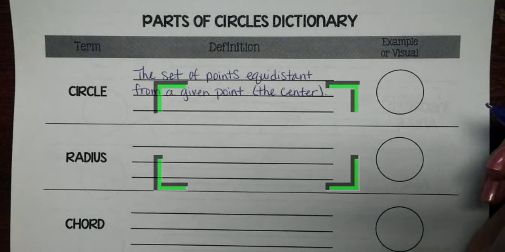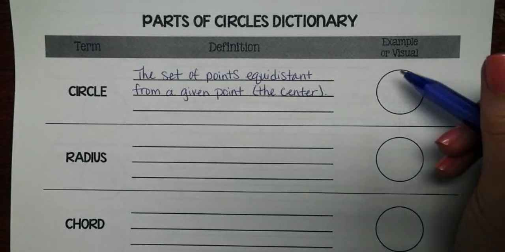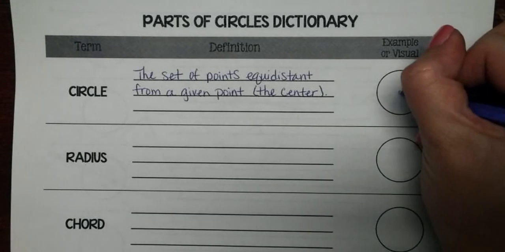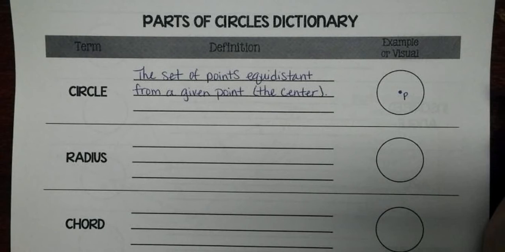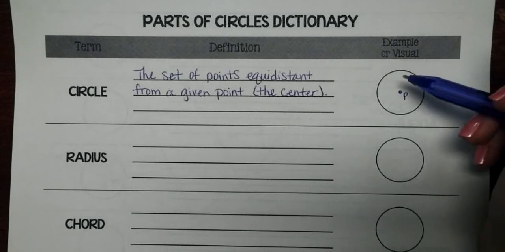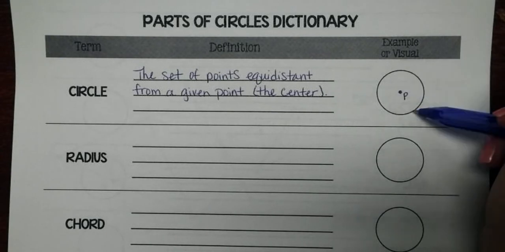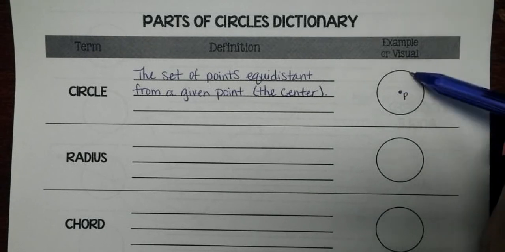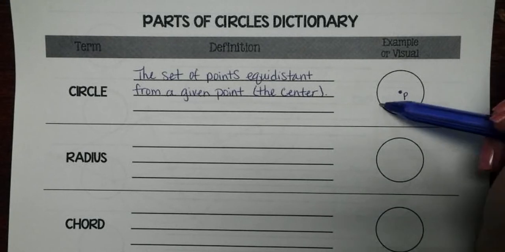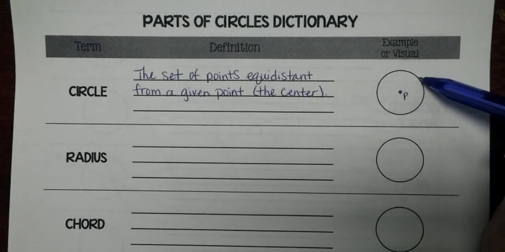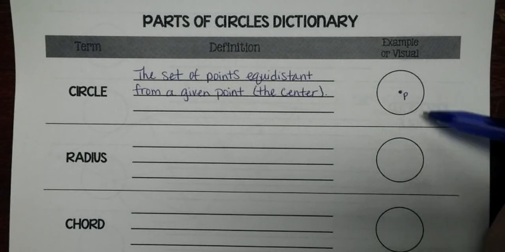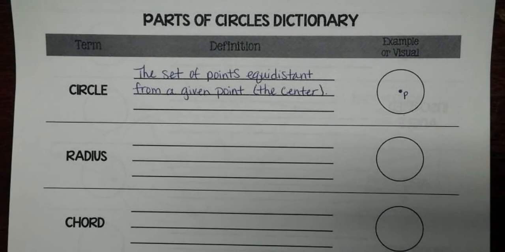Okay, so we have an example here drawn for us, and we are going to name this circle P. In our definition, our circle is the set of all of the points that are equidistant from a given point, which is the center. So every point on this circle that we could possibly draw is going to be the same distance to the center point P. We call this circle P since the center is point P.